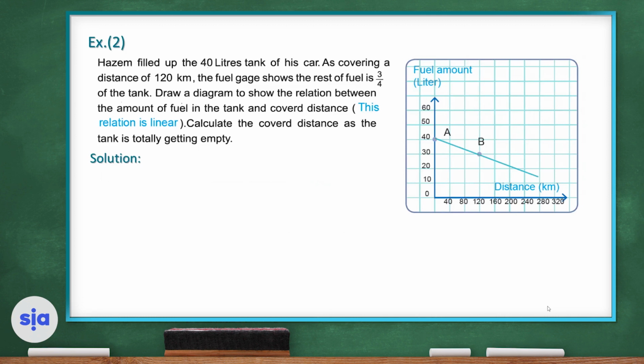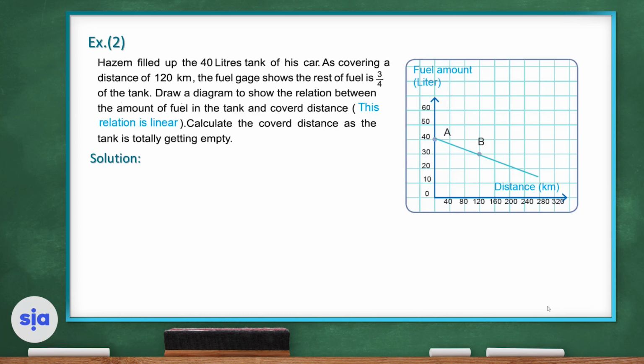Example 2. Hazim filled up the 40 liters tank of his car. After covering a distance of 120 kilometers, the fuel gauge shows the rest of the fuel is 3/4 of the tank. Draw a diagram to show the relation between the amount of fuel in the tank and the covered distance. This relation is linear. Calculate the covered distance as the tank is totally getting empty.